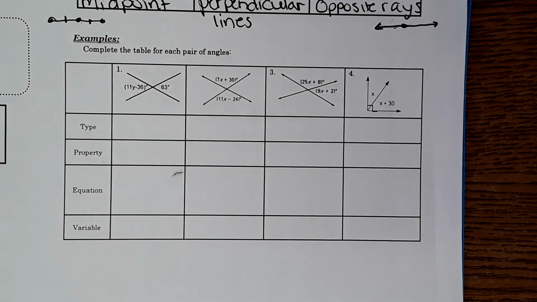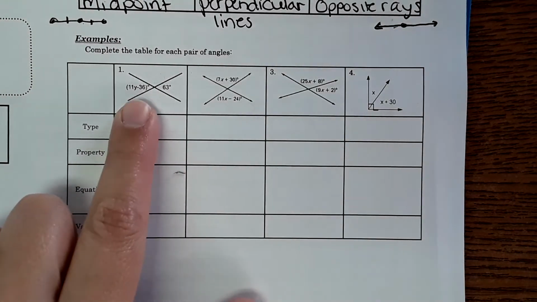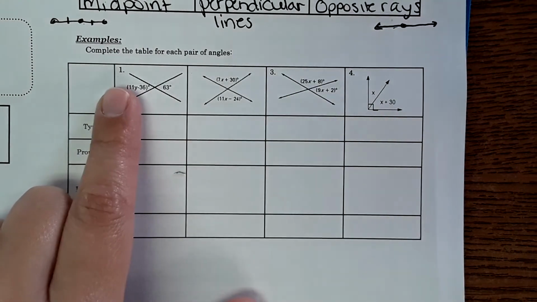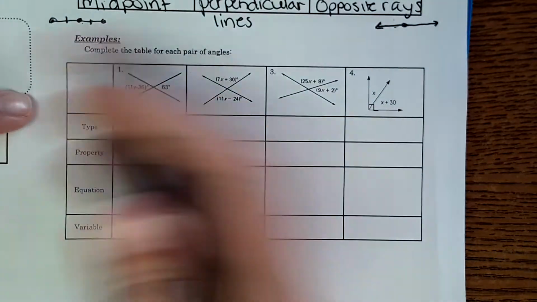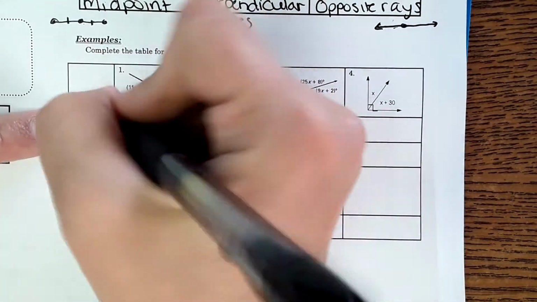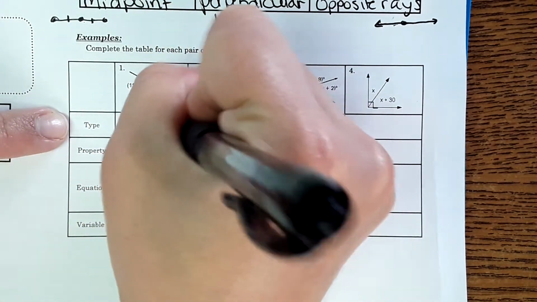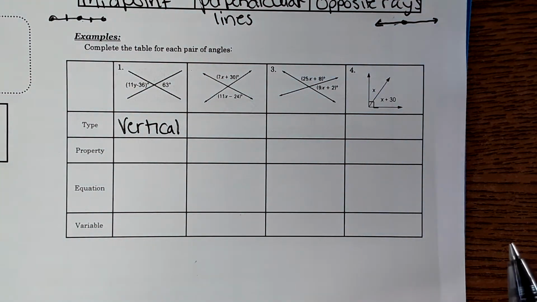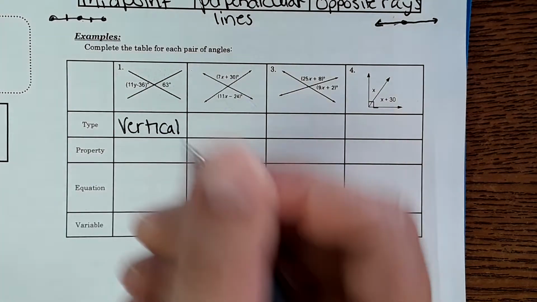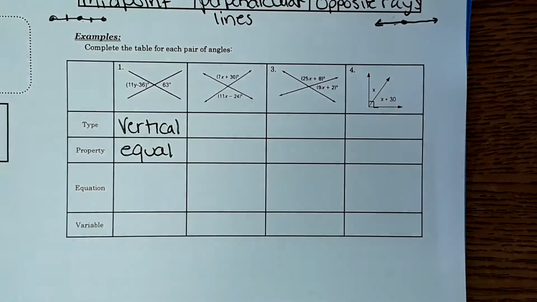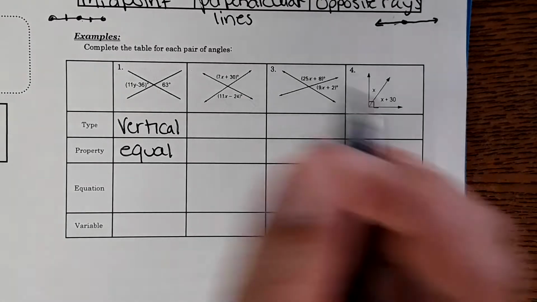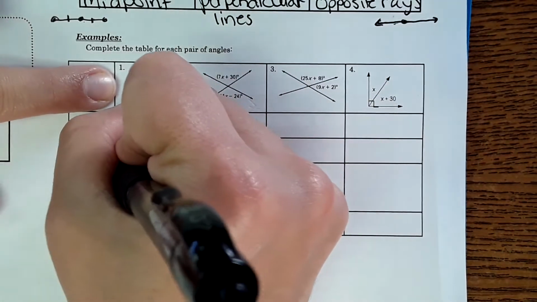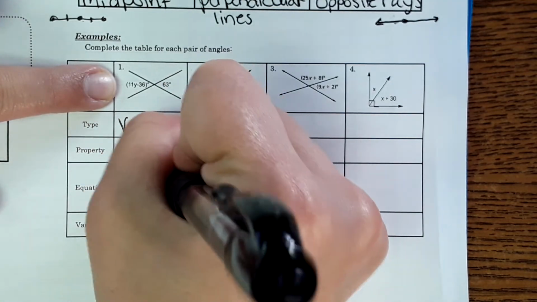Okay, now we're going to look at this chart. We've looked at all the relationships, but you know they're going to bring in some algebra here. Right here we have vertical angles, and one is an expression. So filling in this chart, the type of angles we have is vertical. And that means that those two angles are equal. So the equation we'd use to figure out what y is would be 11y minus 36 equals 63.